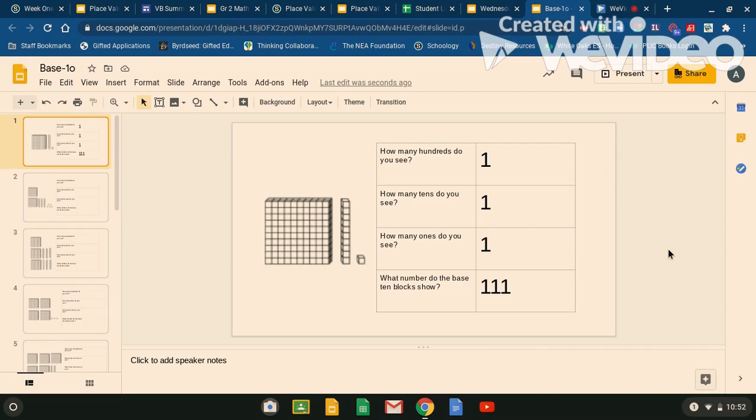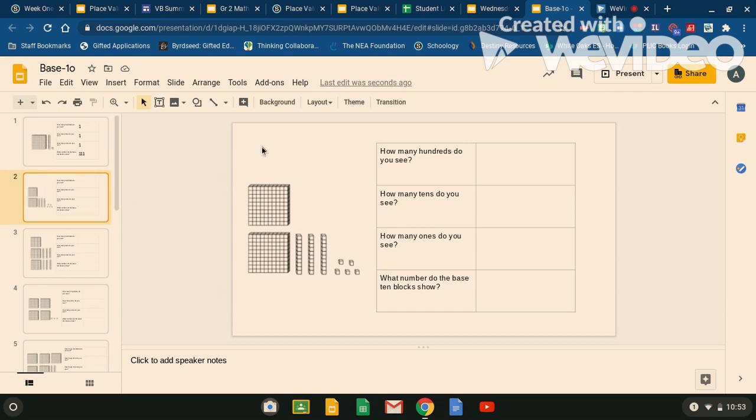After we watched the video, we did a little bit of practice looking at base 10 blocks for the hundreds, the tens, the ones, and then reading the number and writing the number. Here I see 100, 110, and 11. So I write the number 111, and I read it 111.